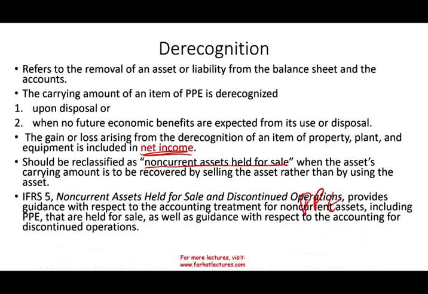So IFRS 5 now will apply to it. Non-current assets held for sale and discontinued operations provides guidance with respect to the accounting treatment for such non-current assets. So we're dealing with IFRS 5 once the asset is held for sale. I might work an example or two or three about property, plant, and equipment just to expose you a little bit more to the topic.